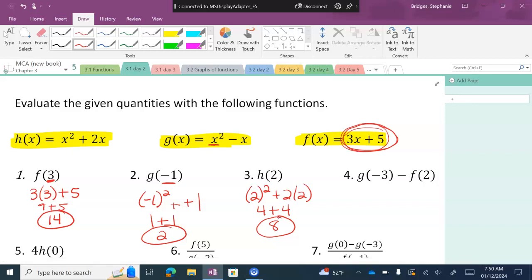What's a little bit different about 4? There are 2 of them, and what is in between them? The minus sign. So what I need to do then is I need to figure out each one individually, figure out what g of negative 3 is, figure out what f of 2 is, and then I'm going to subtract the 2. So first things first, figure out what g of negative 3 is.